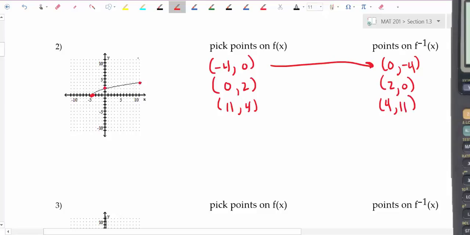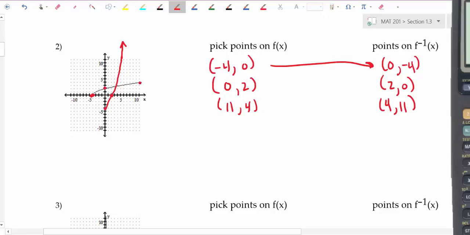So go ahead and plot those points out. You're going to have 0, -4 here. 2, 0 is over 2. 4, 11 is over 4, then way up 11 like that. So that means the graph is going to go like that. I didn't draw that real well, but you get the idea. So that would be how the graph goes.